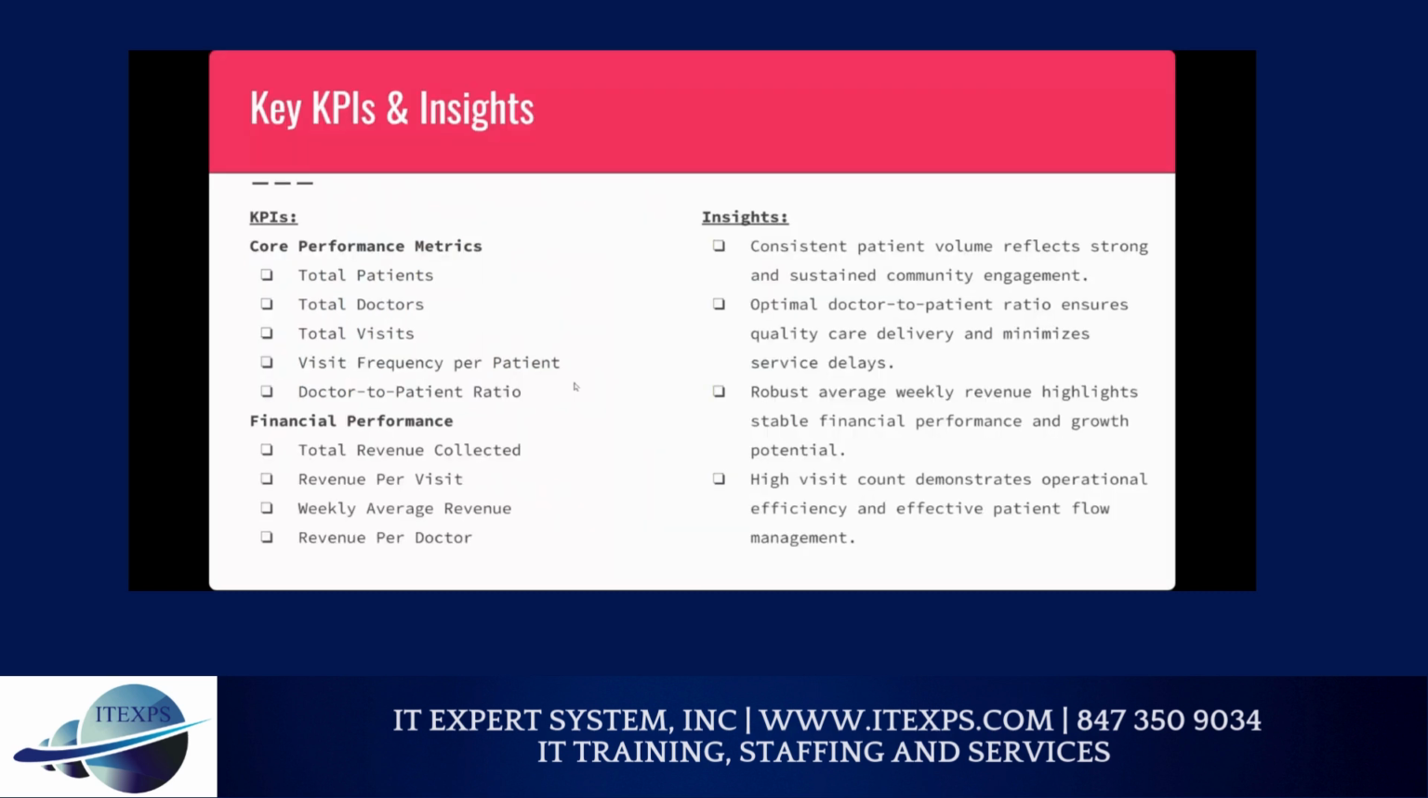Next, here are the key KPIs and insights. We have two types of KPIs here: core performance metrics and financial performance metrics. For the core performance metrics, the KPIs are total patients, doctors, visits, visit frequency per patient, and doctor-to-patient ratio. For the financial performance, we can see total revenue collected, revenue per visit, weekly average revenue, and revenue per doctor.